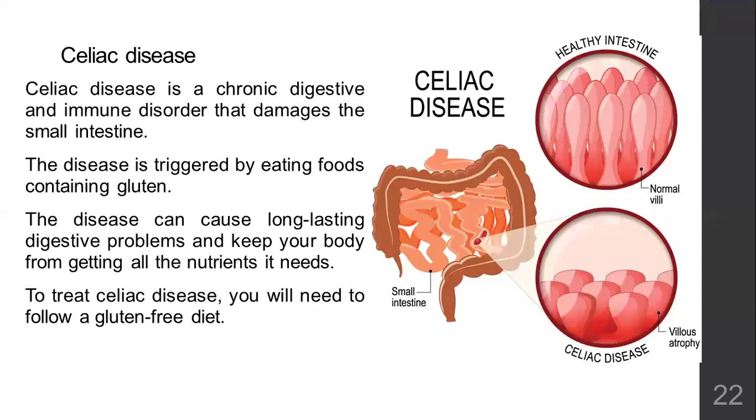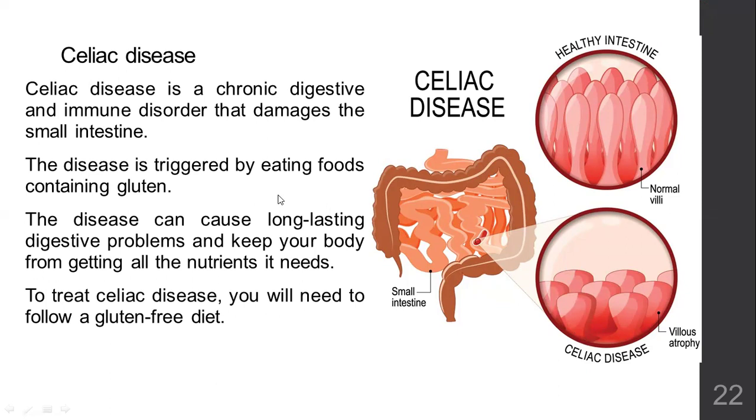Celiac disease is a chronic digestive immune disorder that damages the small intestine. You can see here in celiac disease, this is the intestinal villi. Intestinal villi are responsible for absorbing nutrients. They are long, elongated, finger-like projections. That is normal. When it is celiac disease, the villi will undergo atrophy, which means they become reduced in size. They are no longer elongated. The length is gone. It's short. This is celiac disease.